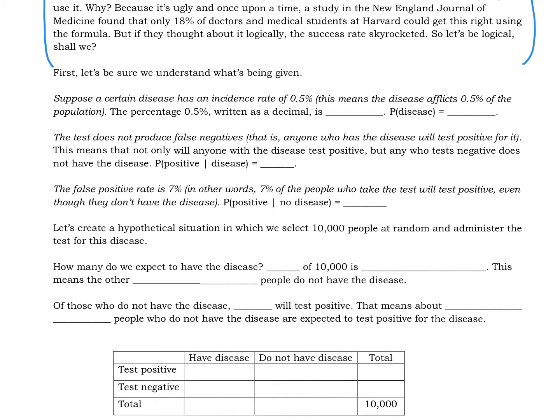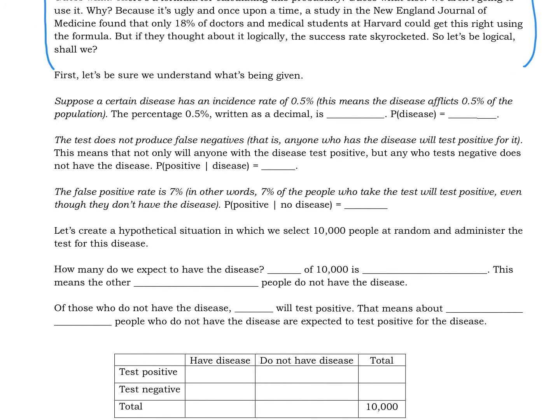So when it says a disease has an incidence rate of 0.5%, that means the disease afflicts 0.5, or 1/2%, of the population. So we're going to write that percentage as a decimal. Just as a reminder, you move the decimal 2 places to the left to turn a percentage into decimal form. So when we move that 2 places to the left, we end up with 0.005. That means the probability that someone in the population has the disease is 0.005.